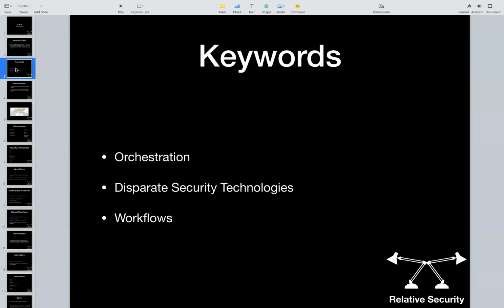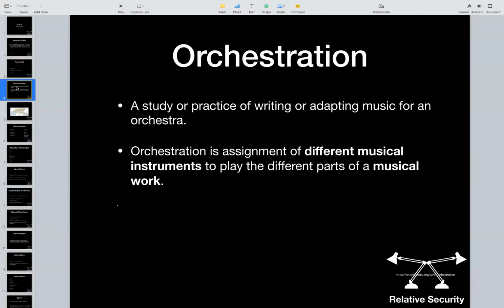The first word is orchestration, which is very interesting because this word has been taken from another industry, and we will take that as an example to understand how orchestration fits in the security domain. So let's go to the definition of where exactly this comes from. Orchestration is basically a study or practice of writing or adapting music for an orchestra. It is also known as the assignment of different musical instruments to play the different parts of a musical work.